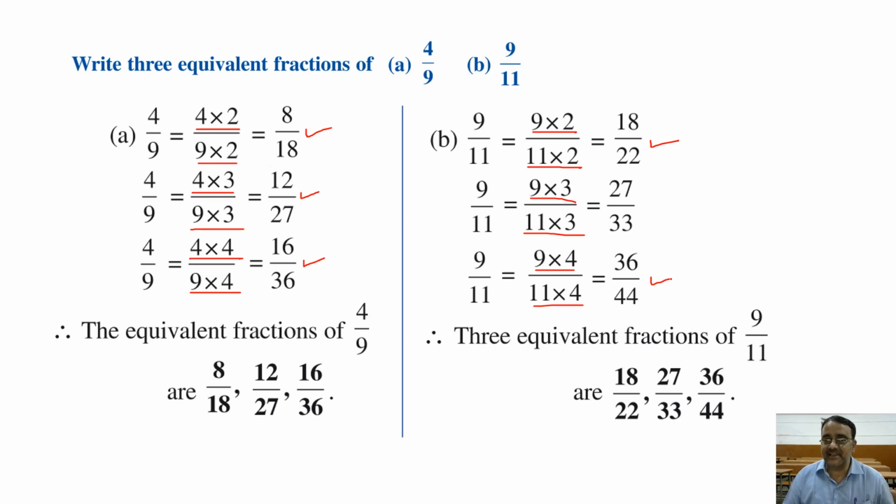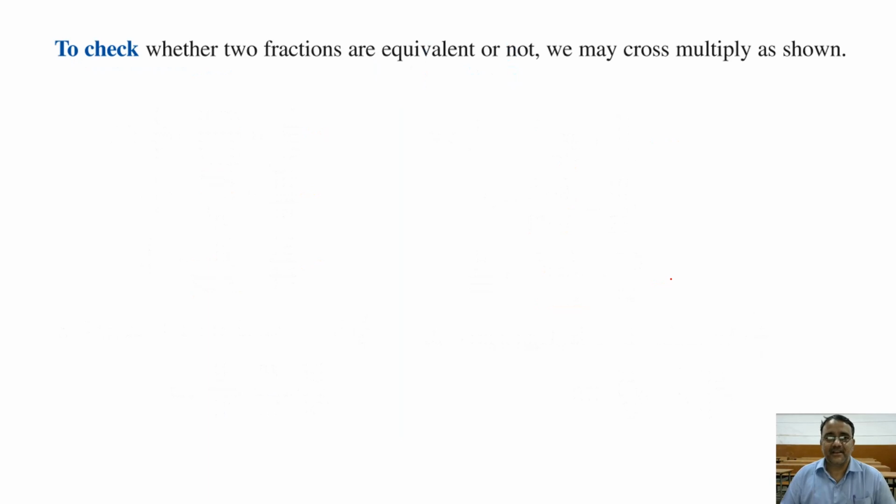Right? Now we will see how to check which is greater by using equivalent fractions. To check whether two fractions are equivalent or not, we may cross multiply as shown. If any two fractions are given, we have to check whether they are equivalent fractions or not. The easiest method is cross multiplication. Okay, let a upon b be equal to c upon d, two fractions. What will we do? We cross like this and check whether we are getting the same answer or not.